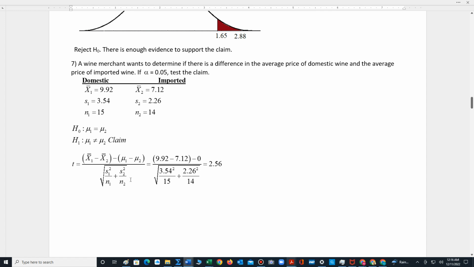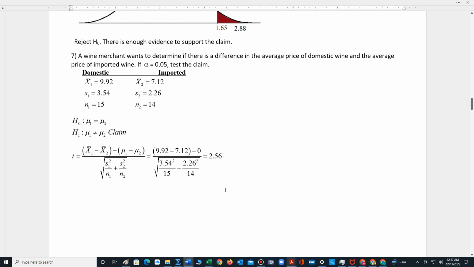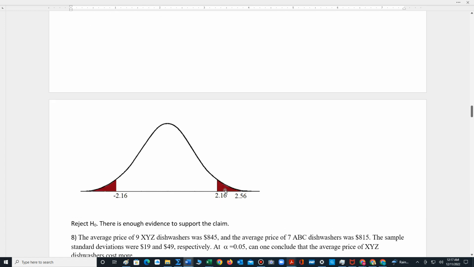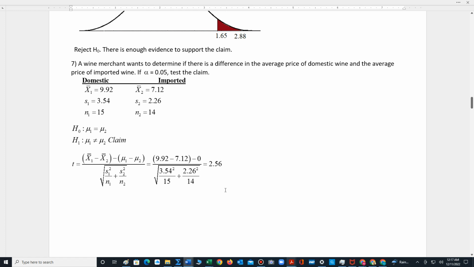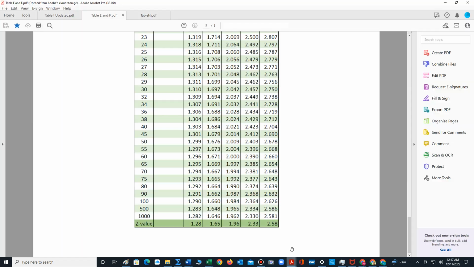Once again, we plug everything into this formula. Difference in the sample means. Mu1 minus mu2 is 0, divided by the square root of each standard deviation squared divided by each sample size. That's going to give us a value of 2.56. Now, to find the critical value, we need degrees of freedom. So we pick the smaller of the two ends. We pick 14. 14 minus 1 is 13. That's the degrees of freedom. So 13 is our degrees of freedom.